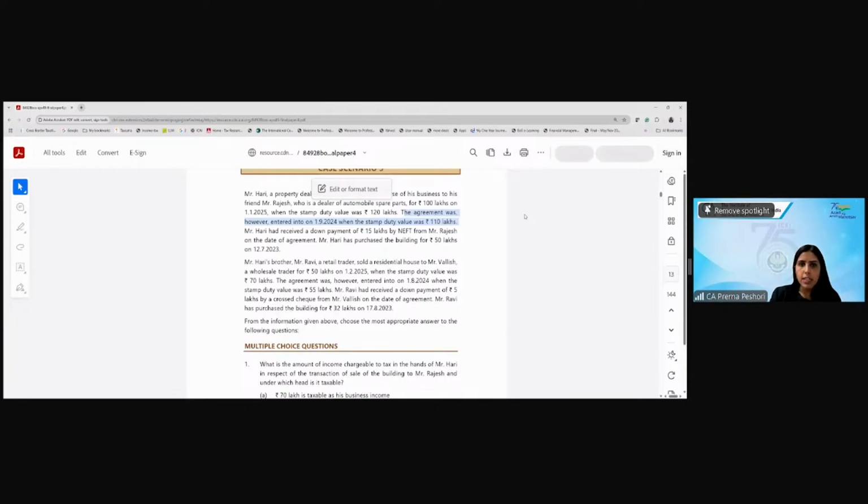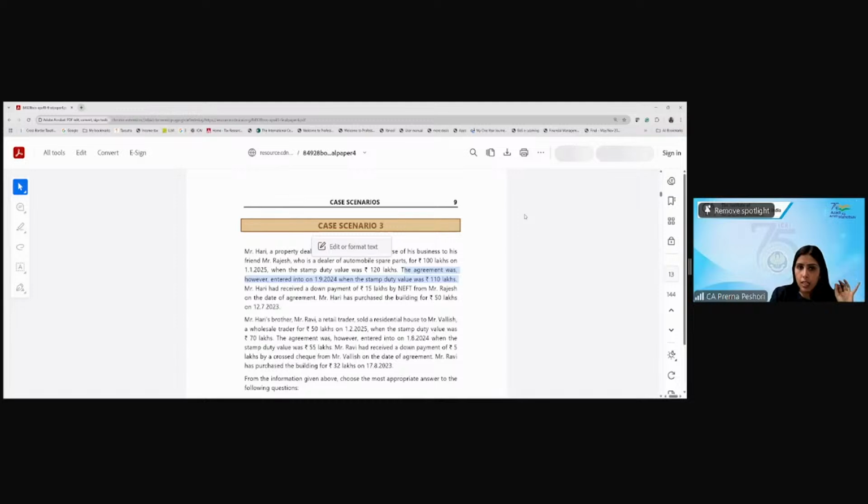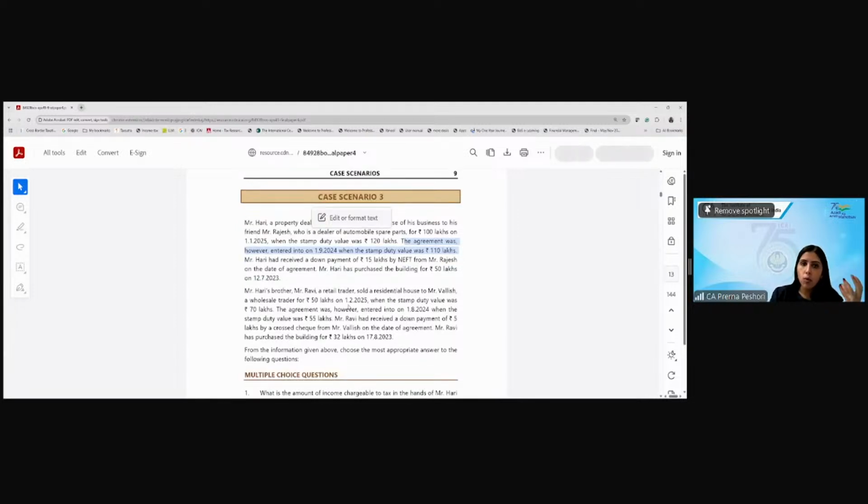So here in this particular case, what we need to look at is that yes, he's a retail trader, so he holds the residential property as a capital asset. So there will be capital gain, right? Now, Hari was a property dealer. That's the reason why it was business income. Now he has sold the house for 50 lakh and the stamp duty value, whether we have to consider 55 lakh or 70 lakh, we have to check whether he has received the amount by way of an account payee cheque or the electronic system.